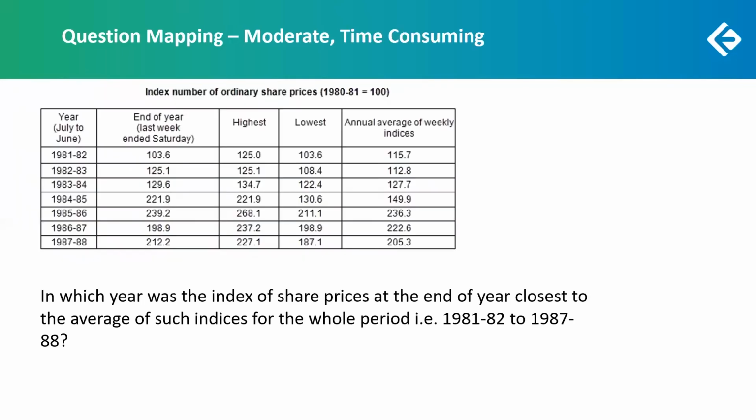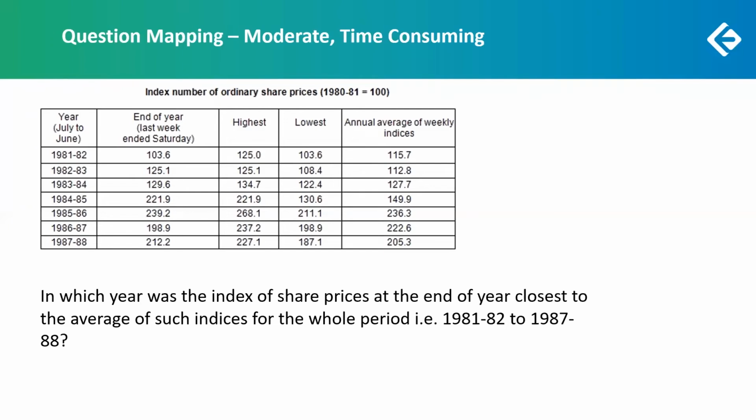Next, we have the second question on data interpretation from the same set as we have seen before on share prices. So the question was, in which year was the index of share prices at the end of the year closest to the average of such indices for the whole period? So here we had to find the average of indices for the whole period. So for the second column, we had to add up all the values. Then we had to divide by the number of years. And then we had to see in which year was the index of share prices closest to this average value.